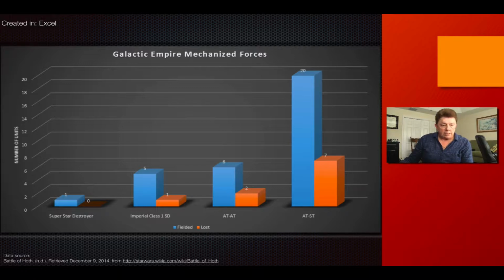When you look down the left-hand side, you're seeing the y-axis and then the x-axis across the bottom. You're seeing the number of units clearly labeled. You're seeing the variables clearly labeled across the bottom, the Super Star Destroyer, the Imperial class, and you see a legend, a key for what the colors mean. The blue is the forces that were fielded, that were sent to battle, and the orange is how many were lost. So this is a great example of a visualization populated by actual data through Excel showing all the requirements.